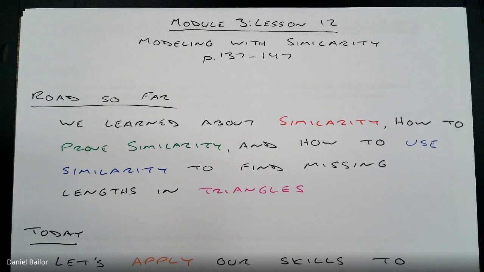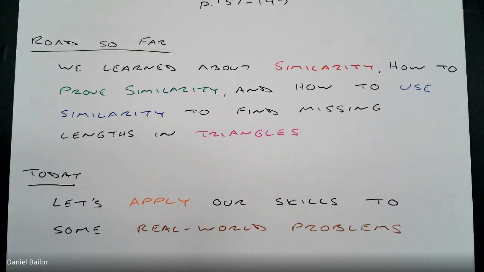So the road so far, what have we learned? We've learned about similarity. We've learned how to prove similarity using the AA criterion, using rigid motions, and using scale factor. And we've learned how to use similarity to find missing lengths in triangles. So you know what similarity is, you know how to prove it, and you know how to use it to find the missing lengths in triangles. Specifically, we've been focusing a lot on triangles, and we're going to keep doing that today. So today, we're going to apply our skills to some real-world problems.